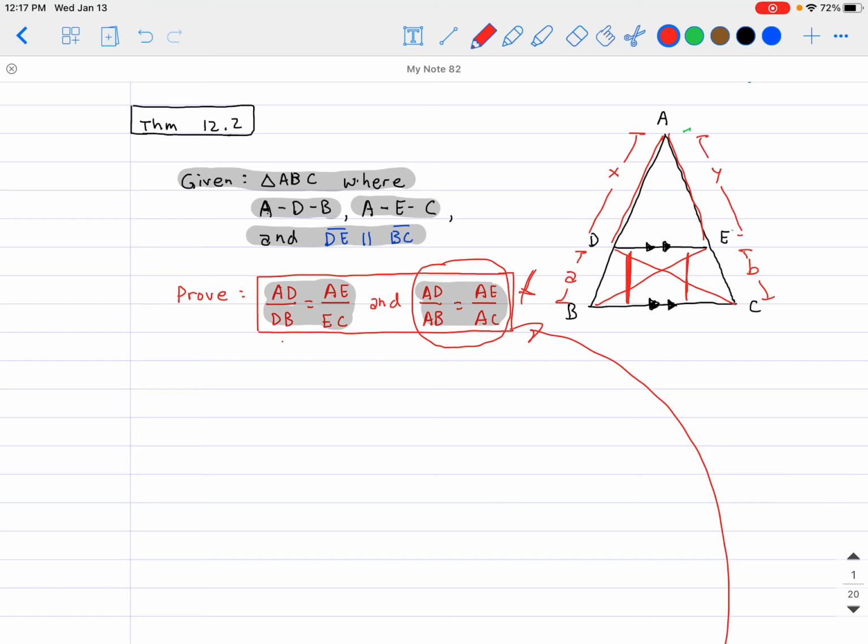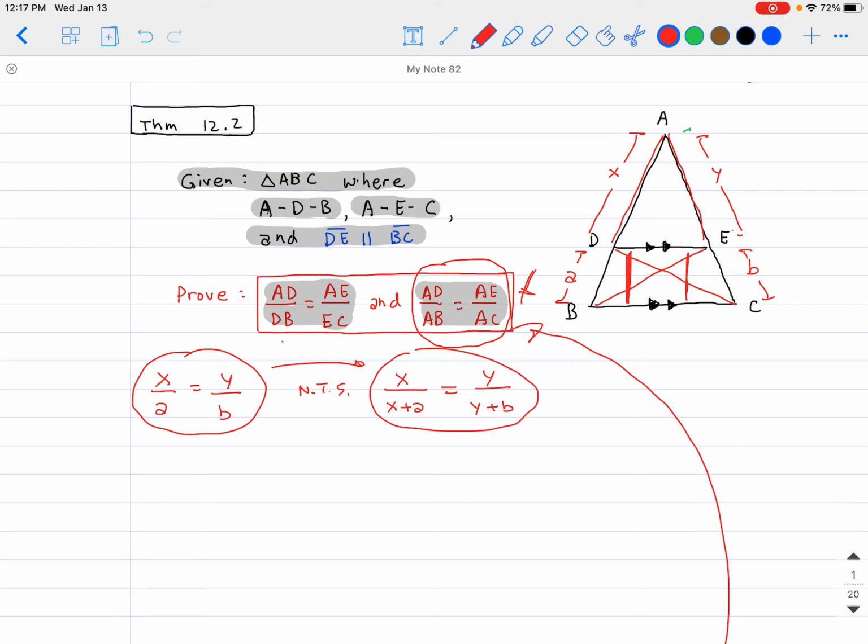According to what I proved so far, I have shown that x over a is equal to y over b. Okay, so that's what I've proved so far. What I need to show is the next step, to take it a little bit further and say that x over x plus a is equal to y over y plus b, just to make this a little bit stronger in this case.